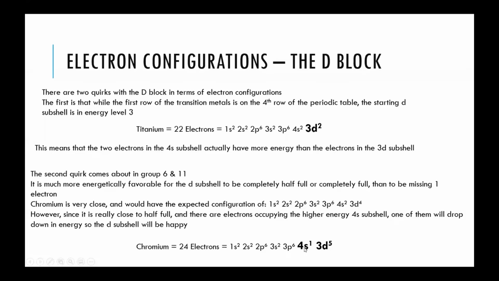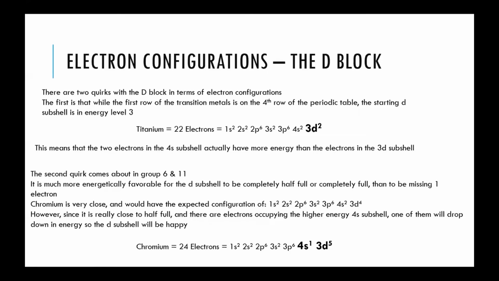The 4s electrons had a little bit higher energy, and the 3d was really, really close to being perfectly stable at half filled. So one of those high energy electrons can fill back in. And so now the full electron configuration for the element chromium would be 1s2, 2s2, 2p6, 3s2, 3p6, 4s1, and 3d5, making sure that that d subshell is completely half full.